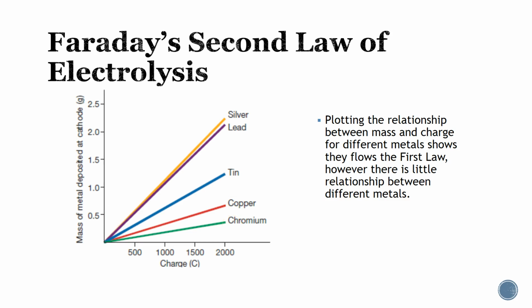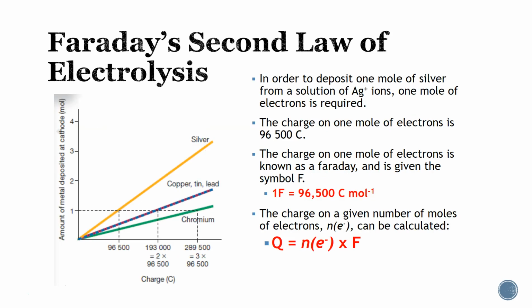So when we plot the relationship between mass and charge for different metals, they all follow the first law and are all linear, but there doesn't seem to be a relationship between the different metals because they all have different masses. Of course, we're chemists, so why are we talking about mass? If we talk about the amount of metal deposited in moles, things become a lot clearer in terms of the way that we think.